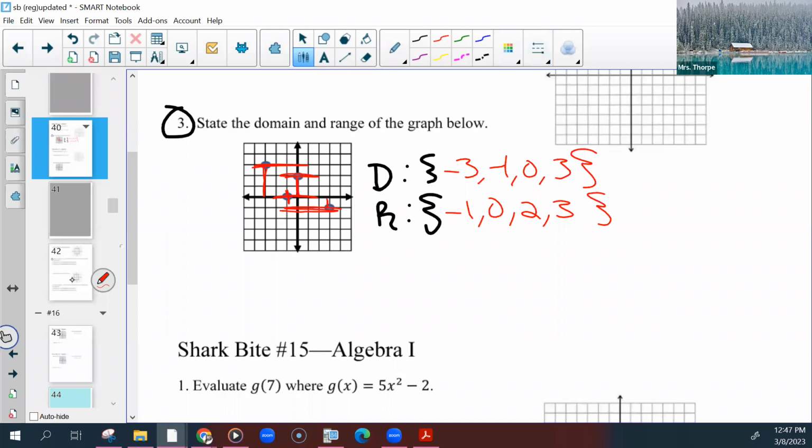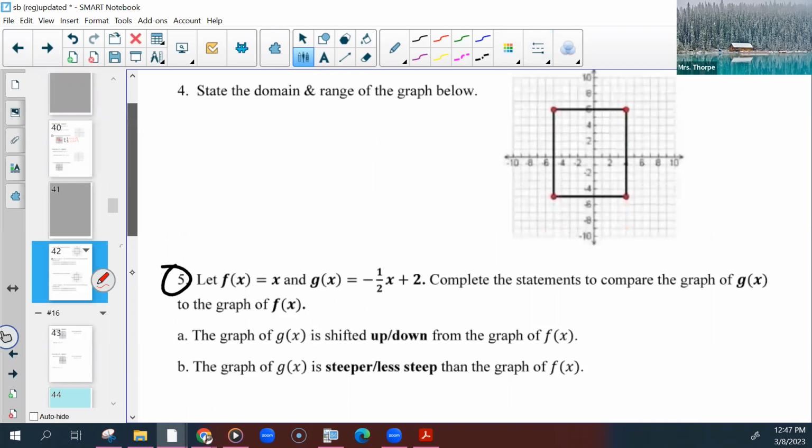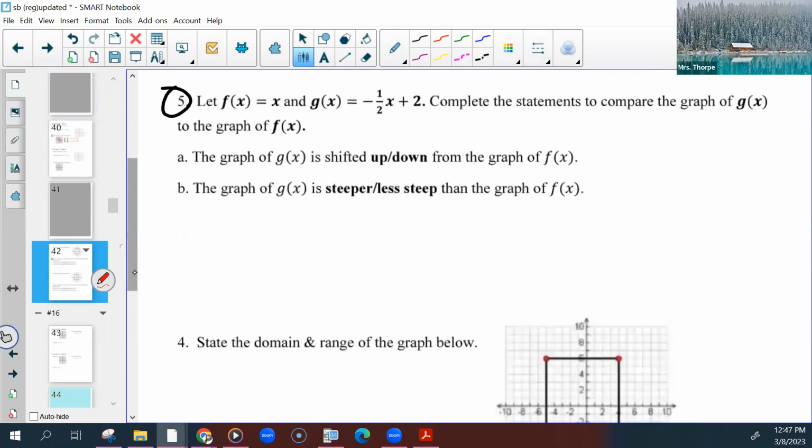Five, you may have seen before, you may have not seen before, so that's fine. It's comparing two equations. This first one is always going to be the one you compare to the second one. Anytime it's talking about shifted up or shifted down, that's comparing your y-intercept. So it started at 0 and went up 2, so then shifted up. And then part B is comparing your slopes. This was at 1, now it's at -1/2, so that's less than that. So it'd be less.